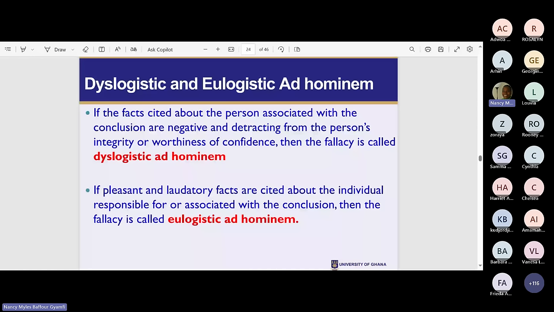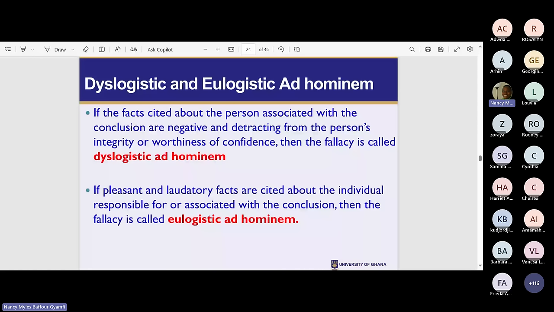That is totally diversionary. That's the point we are making. It is still called attacking the person. It's ad hominem. But this one is the eulogistic one. You are eulogizing the person to distract our attention, to draw our attention away from the focus of our discussion. You don't do that as a critical thinker. And I think that the point is well made.